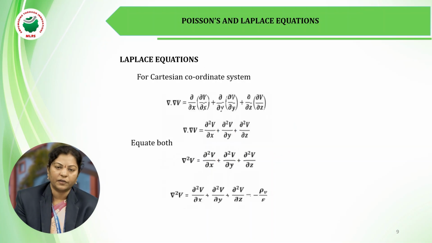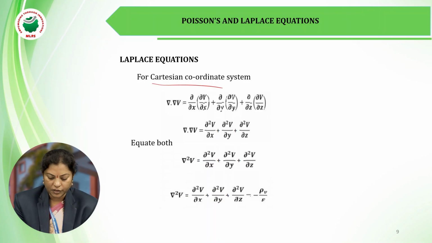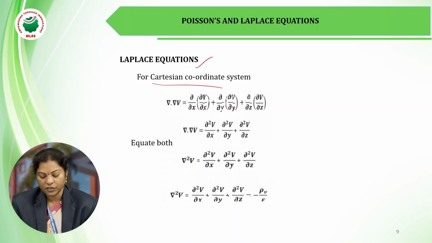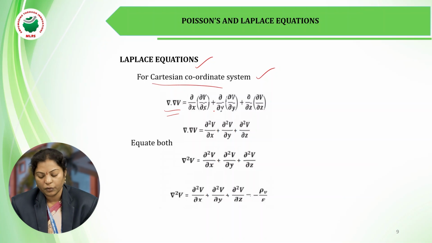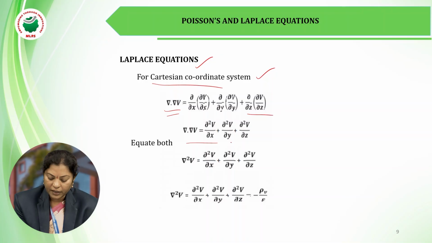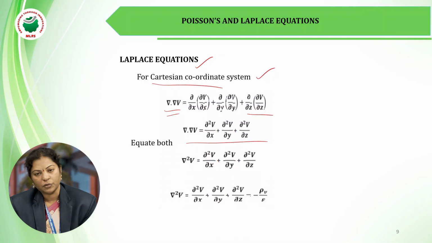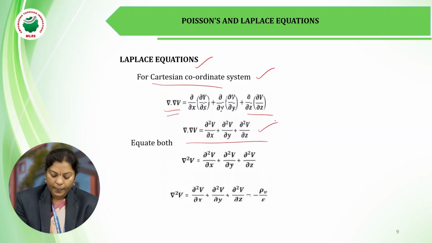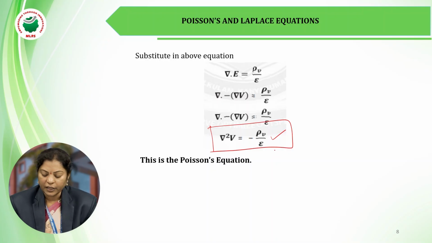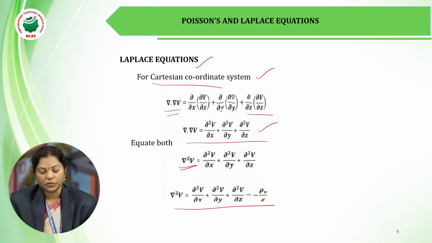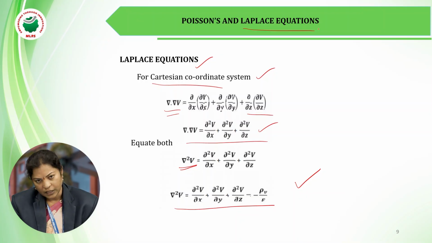Next we'll see the Laplace equation. We have the Cartesian, spherical and cylindrical coordinate systems, and we represent the Laplace equation in these three. First, the Cartesian coordinate system. For del of del v, we write dou by dou x of dou v by dou x plus dou by dou y of dou v by dou y plus dou by dou z of dou v by dou z. So del square v equals dou square v by dou x square plus dou square v by dou y square plus dou square v by dou z square. We already derived del square v equal to minus rho v by epsilon in Poisson's equation, so equating these two, this is the Laplace equation in the Cartesian coordinate system.